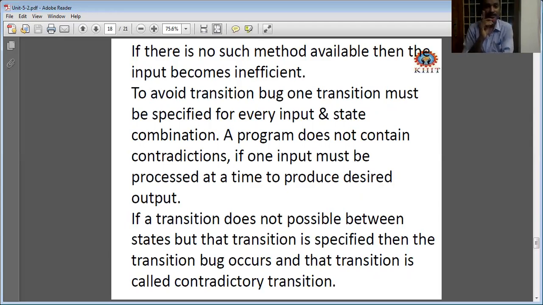If a transition is not possible between states, but the transition is specified, then the transition bug occurs, and that transition is called a contradictory transition.